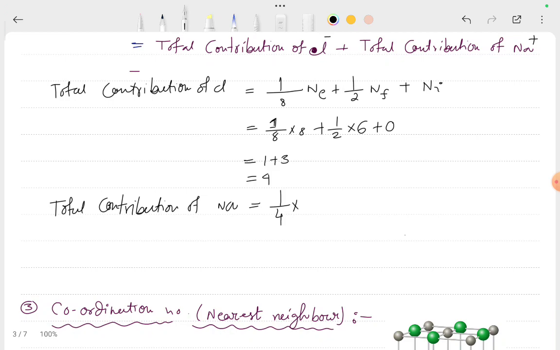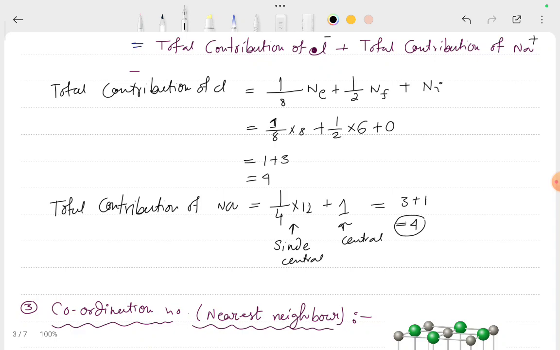So there is 12 atoms plus 1 atom for central positions. This is for your side central, and this is for your central positions. So this is equals to 3 plus 1, which is again 4. So the number of Cl atoms per unit cell is equal to 4. Number of Na atoms per unit cell is equal to also 4.